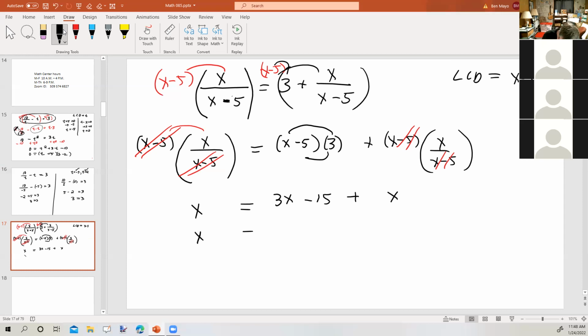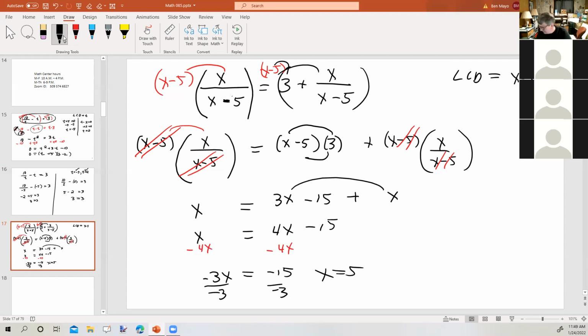All right, simplifying on the right side of the equation, 4x, combining like terms, that is 4x minus 15. I'm gonna go ahead and put all the x's on the left side of the equation. So I'm gonna subtract 4x from both sides, which will give me negative 3x equals negative 15. Then I'm gonna divide both sides by negative 3 and I get x equals 5. Any questions? Does anybody see any problem with our answer?